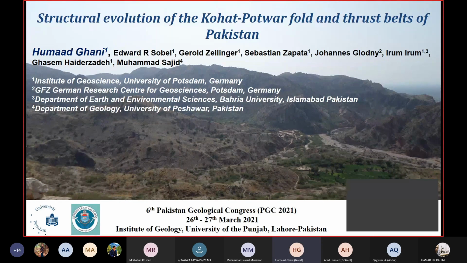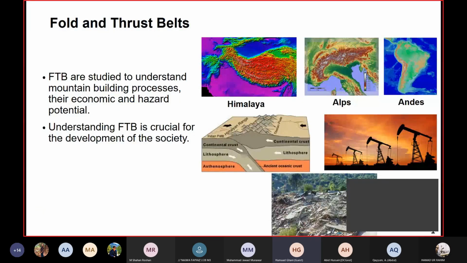So I would start with my presentation, Structure Evolution of Kohat, Potwar, fold and thrust belt. Everybody who is a graduate in geology knows about Kohat and Potwar in Pakistan. So in a broader perspective, we talk about fold and thrust belts, and they are important places because these places give us an opportunity to learn about the mountain building processes and also about their economic aspects.